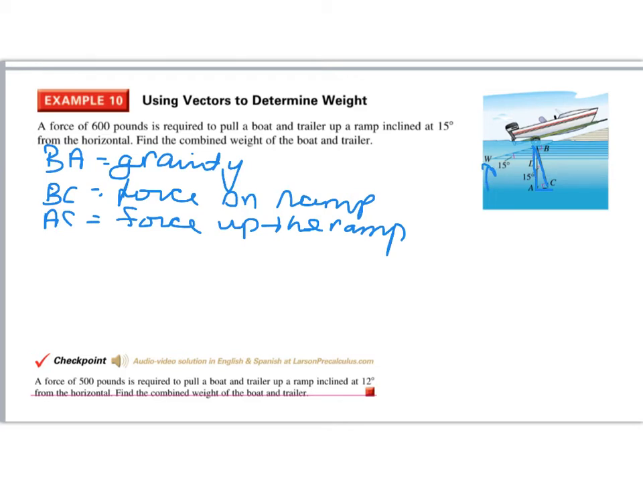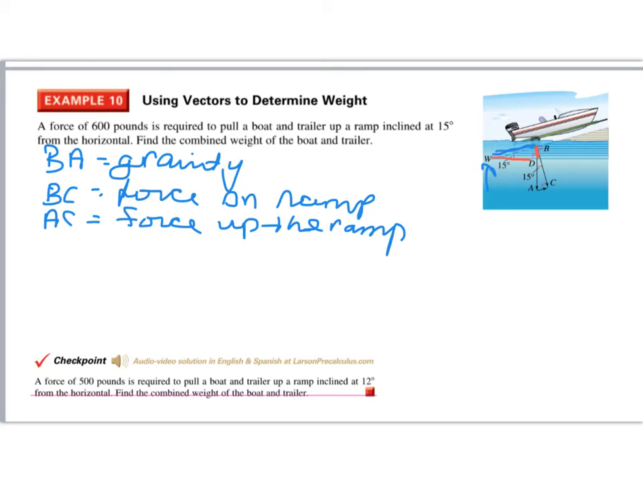So if we go back and take a look at the original one, we can see that this little piece right here is the force up the ramp, right? And then if you look at your BC, BC is the force on the ramp. So this is your BC. And then if you look at BA, that's your gravity, but it just shows better the other way. Okay, so now we're going to go through and find what we're looking for. And what we're really looking for is that BW. We're looking for this part right here.